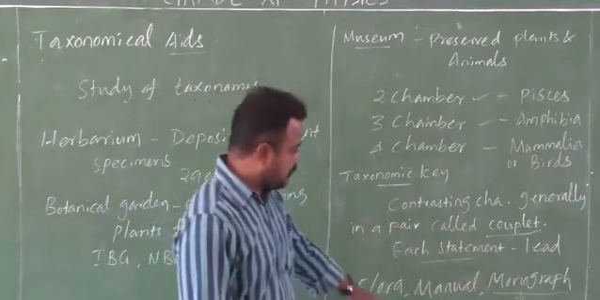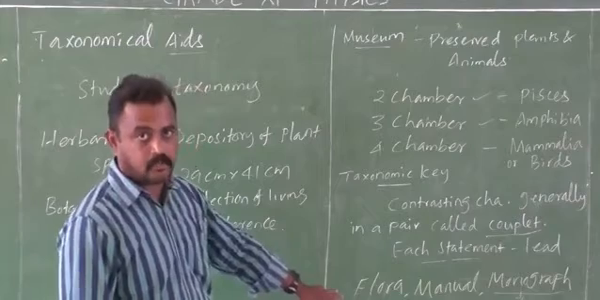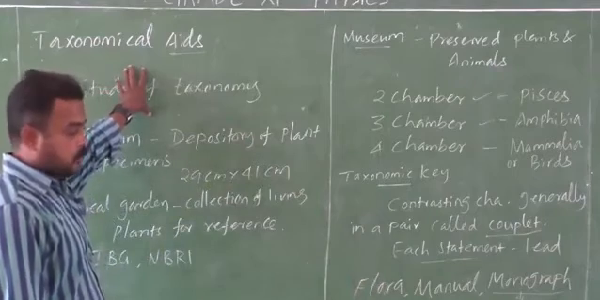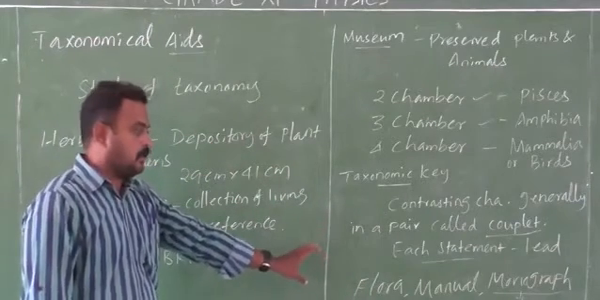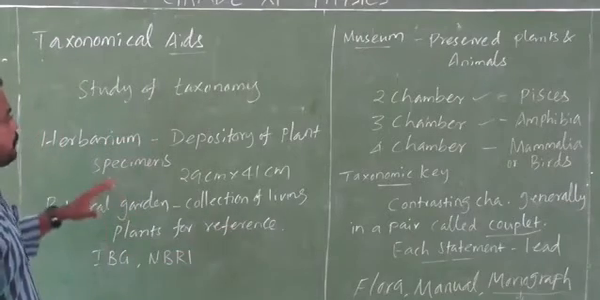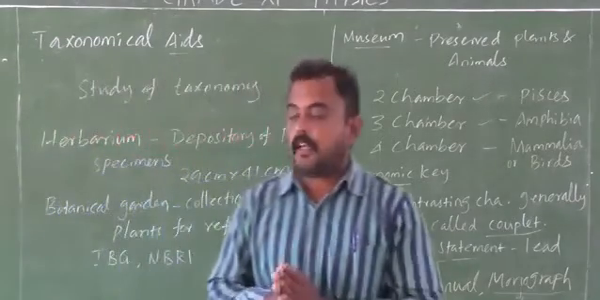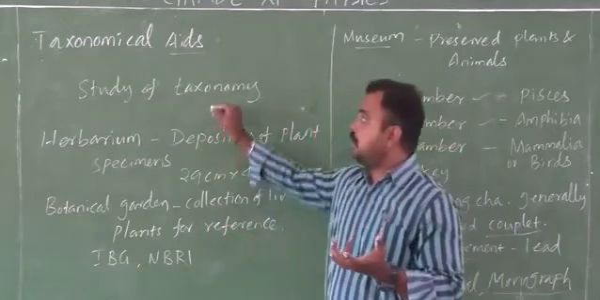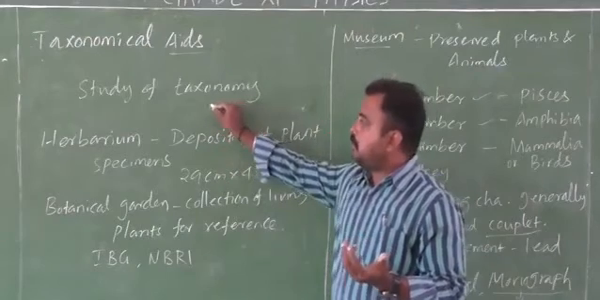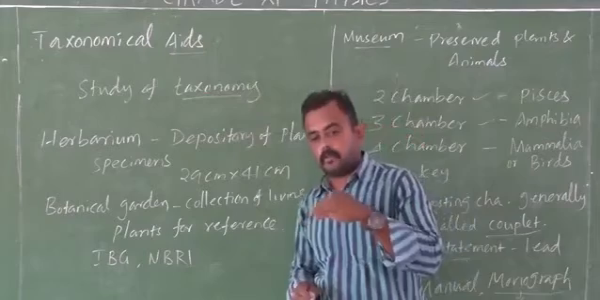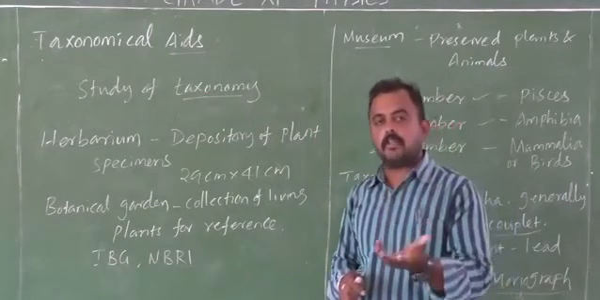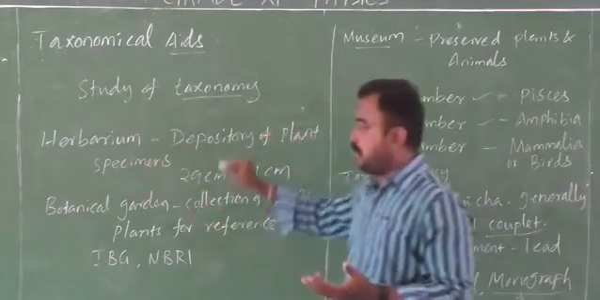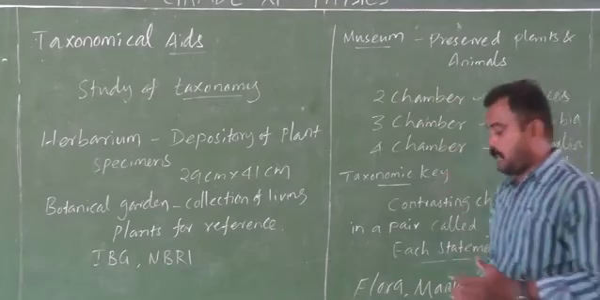Then catalog. It includes plant names and also classification. So you can refer to these books for the study of taxonomy. Here you can get all the information about the plants. Right. So here we have seen taxonomical aids, the aids which are used to study taxonomy. Taxonomy is very important because to know about the animals and the plants, we need taxonomy. So here we have seen some aids: herbarium, botanical garden, museum, taxonomy, and flora.